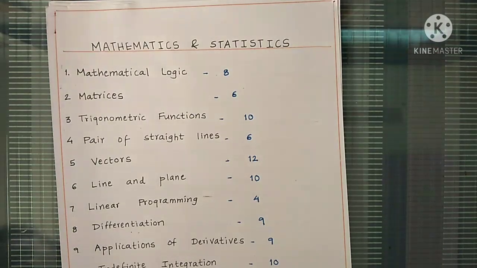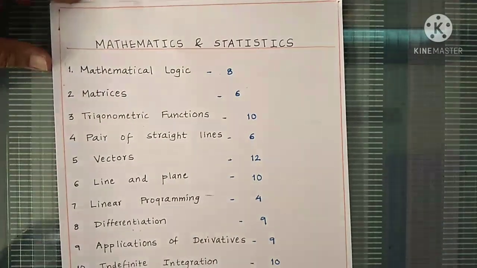Welcome to 12th standard. Now we are going to study mathematics and statistics for 12th standard. So these are the topics which we are studying this year, and the distribution of marks is also given here. In total we have 15 topics from paper 1 and paper 2 together.